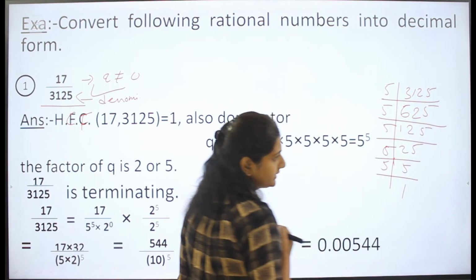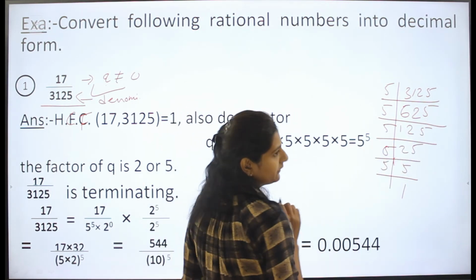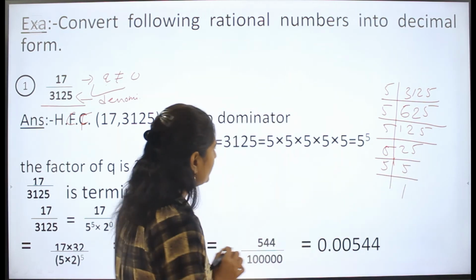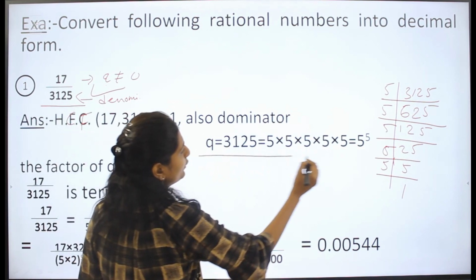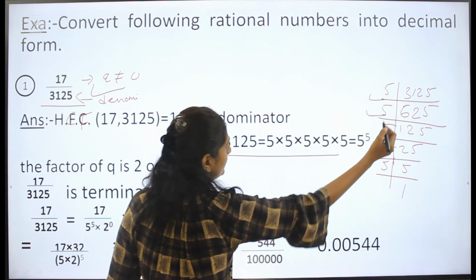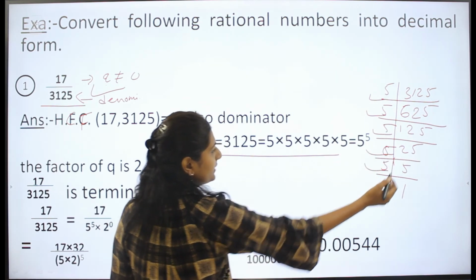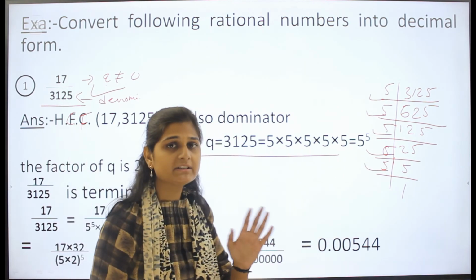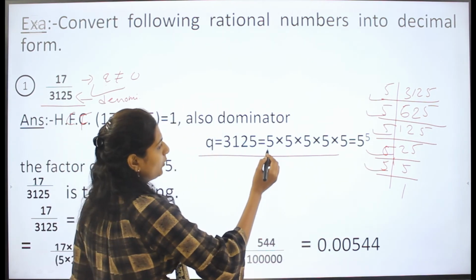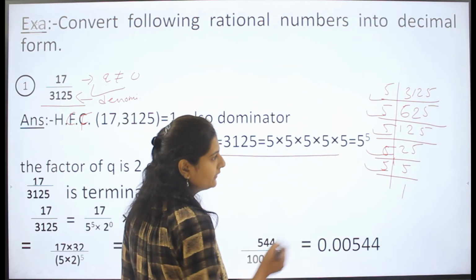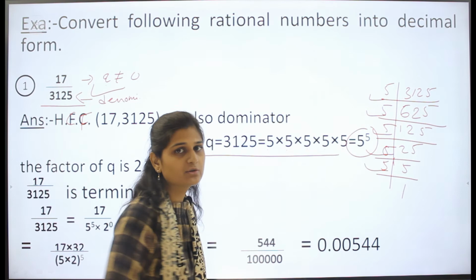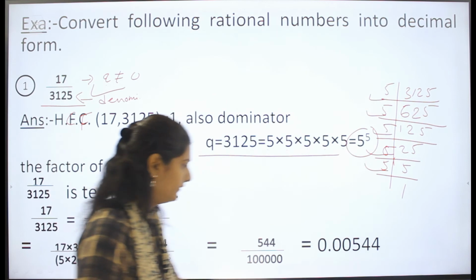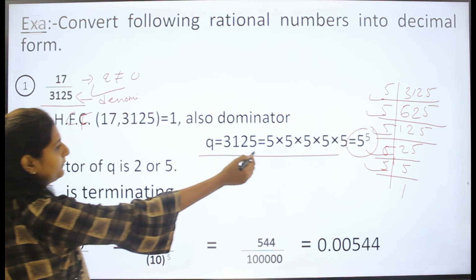5 125s are 625, 5 25s are 125, 5 5s are 25 and 5 1s are 5. So here we are getting the factors of 3125 as 5 multiplied by 5 multiplied by 5 multiplied by 5 multiplied by 5. So how many powers of 5 are there? 5 is coming 5 times, as you can see, 1 2 3 4 5. So you can write it as 5 raised to 5 because 5 is coming 5 times. So its power will be 5. Okay, so this is the factor of the denominator.